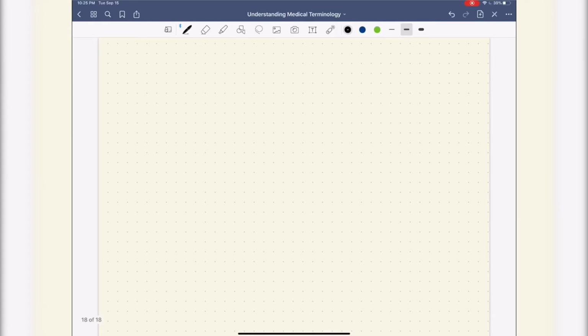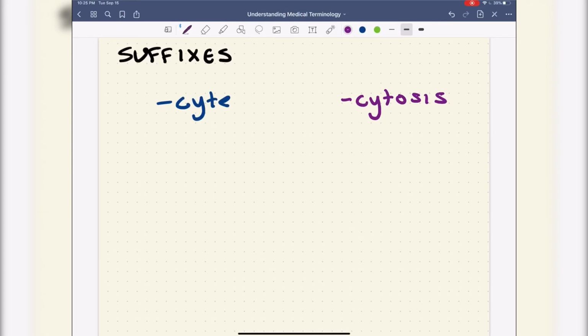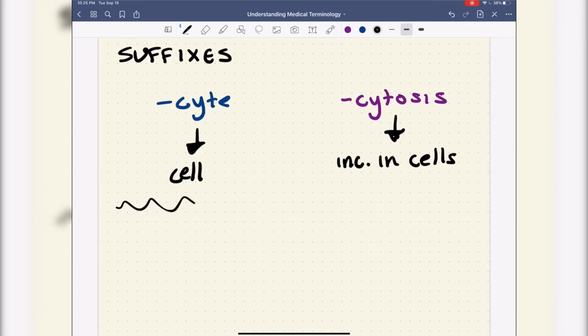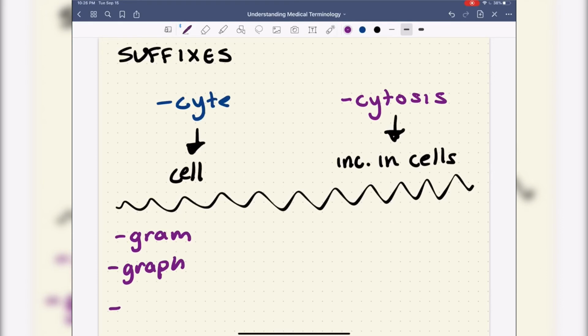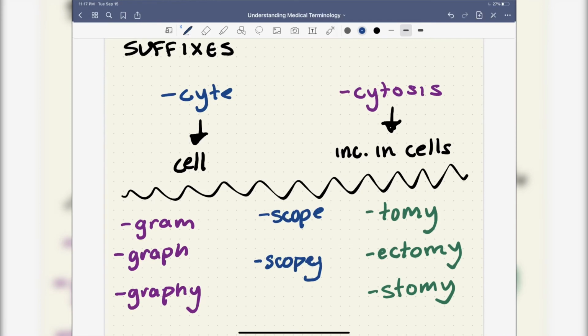Since we now know the basis of medical terminology and know how to build and break down words, let's go back to the suffixes. As I said earlier, all medical terminologies have suffixes, but sometimes suffixes can look the same but have different meanings. For example, we have the words site and cytosis. These two suffixes look similar but really have different meanings, where site means cell, whereas cytosis means increase in cells. And these similar looking suffixes can also be seen in a few others. For example, gram, graph, and graphy, scope and scopy, tomy, ectomy, and stomy.